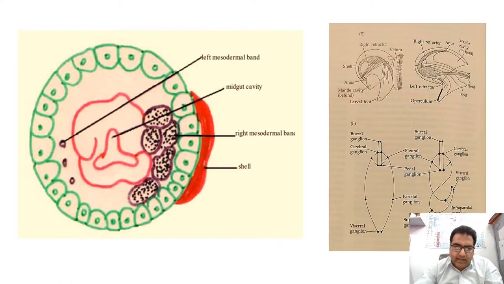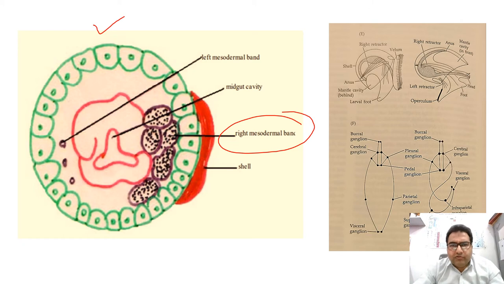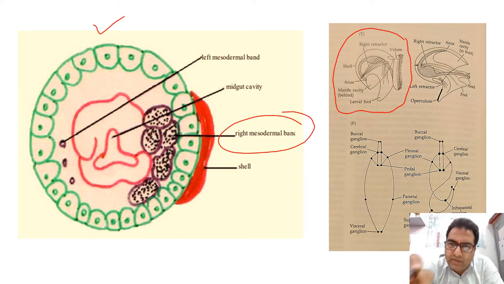Now I shall be talking at length, for example I shall be talking here in this very picture. In this picture it is clear that the right mesodermal bands, which develop into the retractor muscles, so during the larval development, asymmetrical velar or the foot retractor muscles develop and they extend from the shell onto the right and dorsally over the gut. What you are seeing here in this very case. So please be focused on this very figure. What you are seeing here is the right retractor muscles, which are over the gut and toward the head side on the anterior side.